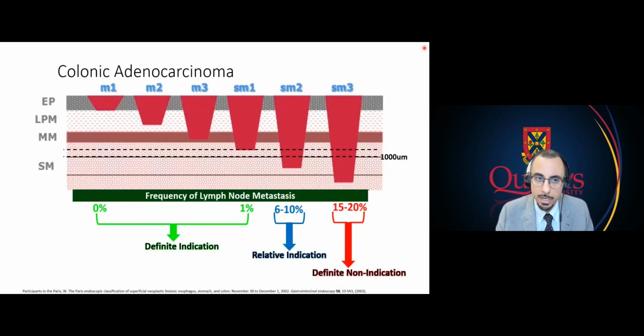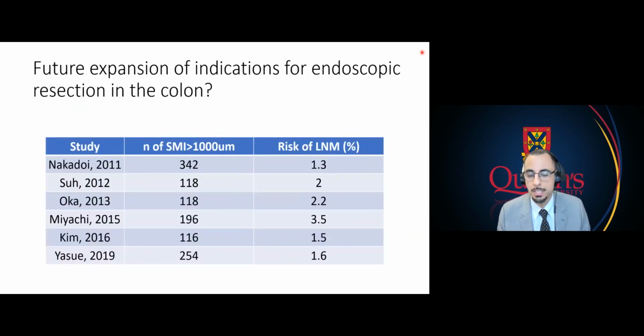And for colonic adenocarcinoma, again, similar trend in that superficial M1 to SM1, generally a definite indication for endoscopic resection, and SM2, SM3, generally surgically managed. SM2 is a relative indication because of the intermediate risk of lymph node metastasis. However, that data is actually based on studies from the past where they didn't stratify according to tumor characteristics, such as lymphovascular invasion, tumor budding, differentiation.